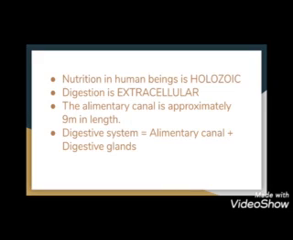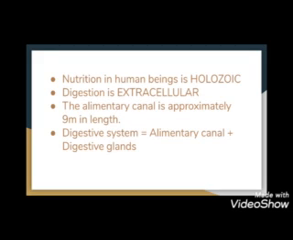And the type of digestion that is seen in human beings is extracellular. What is extracellular? The digestion which takes place outside the cell but within the lumen of the alimentary canal. So that is called extracellular digestion. The type of nutrition in human beings is holozoic and the digestion is extracellular.